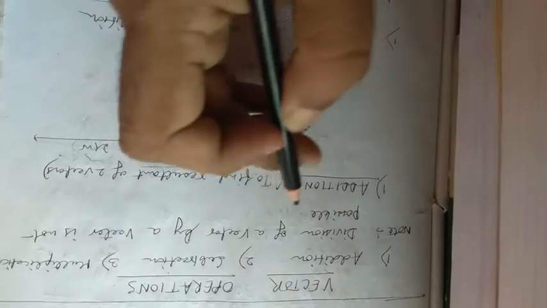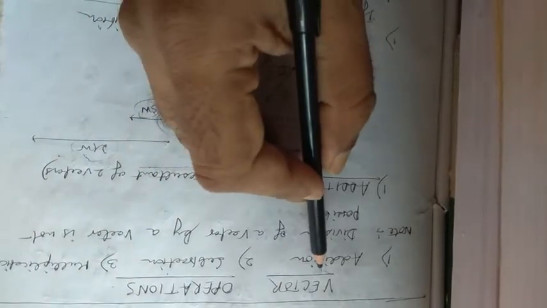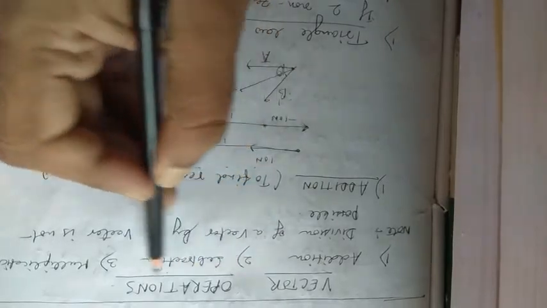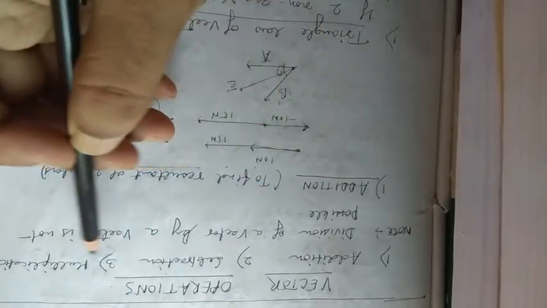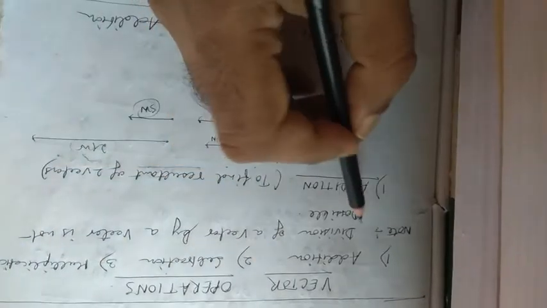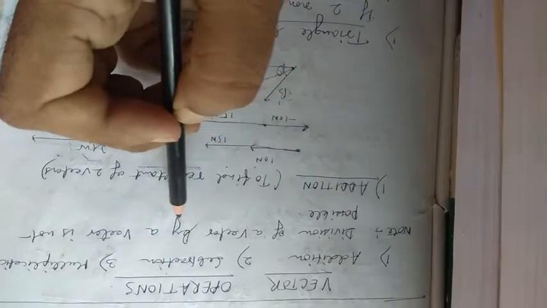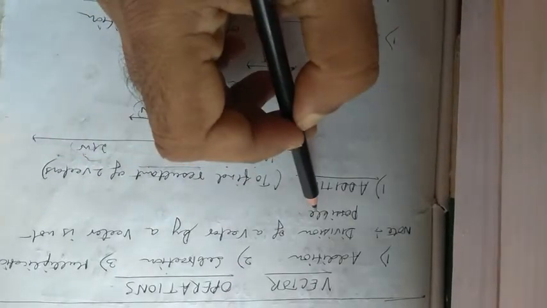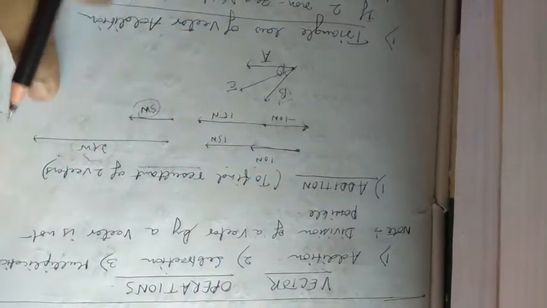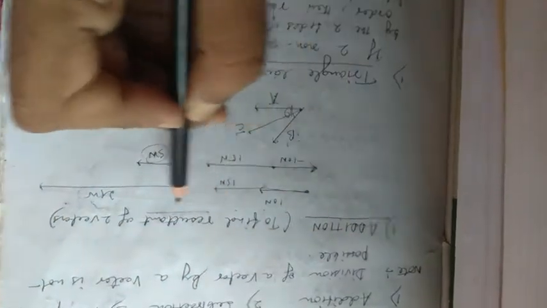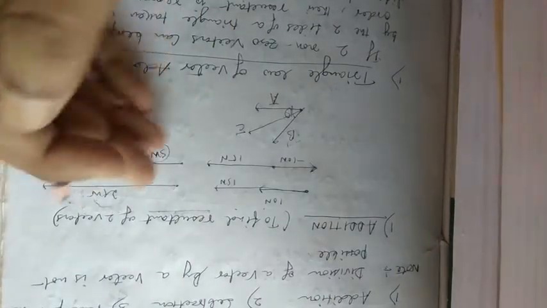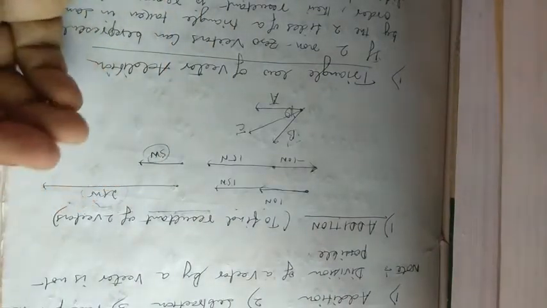In the second video we discussed the vector operations. Now the operations: addition, subtraction, multiplication, we will discuss one by one, but division of a vector by a vector is not possible. Now what is addition of vectors? Two vectors, three vectors, four vectors. That means to find the resultant of two vectors or of more than two vectors.